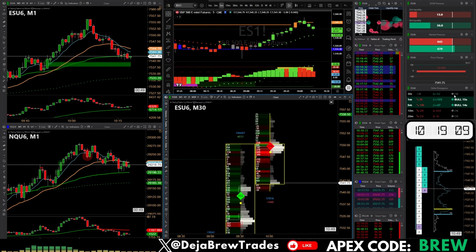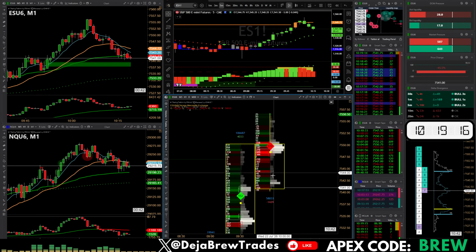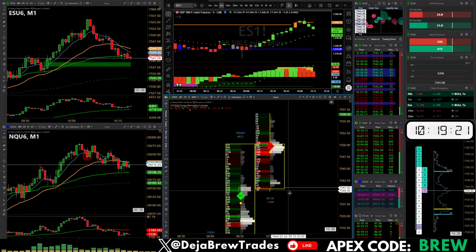Right here, I wouldn't really call this a bull div, but it's showing exhaustion because the delta is increasing, even though price is trying to go down. So it's saying it's a bull div, but it's more so just exhaustion.